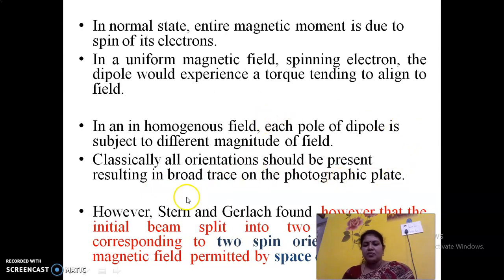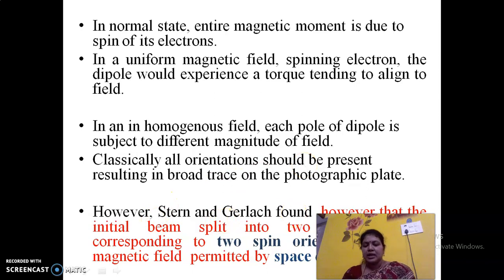So when you think of the electron as a spinning dipole, and if it is experiencing an inhomogeneous field, each pole of the dipole would experience the different magnitude of the field. So you would expect all possible orientations. Am I right? So the dipole, each pole will experience different field. So the photographic plate should show me a broad trace. That was what is expected.